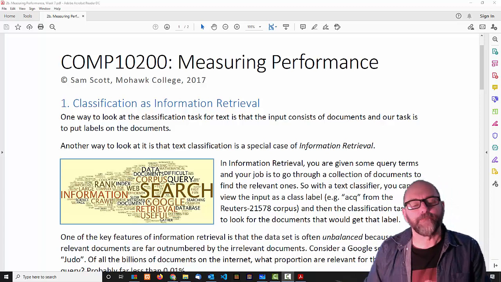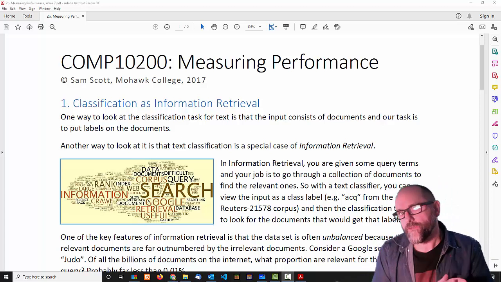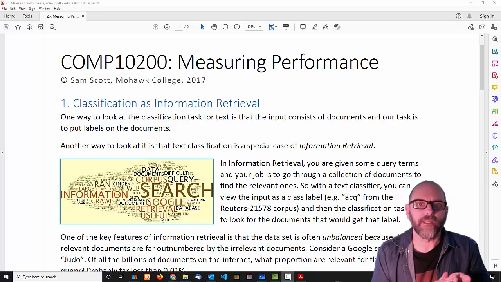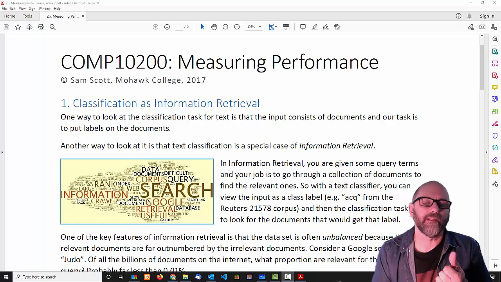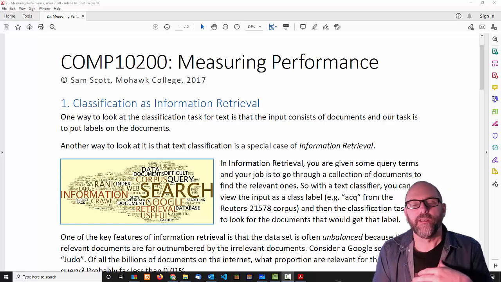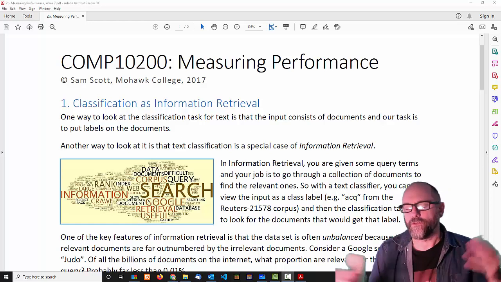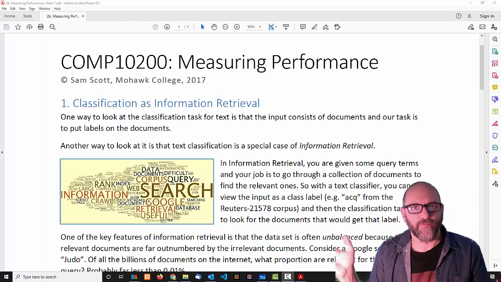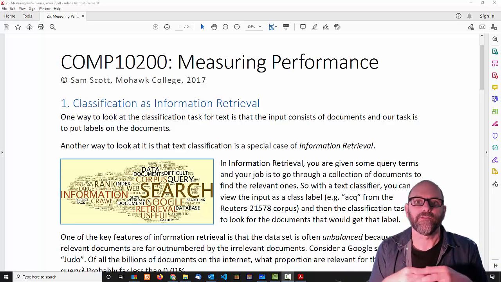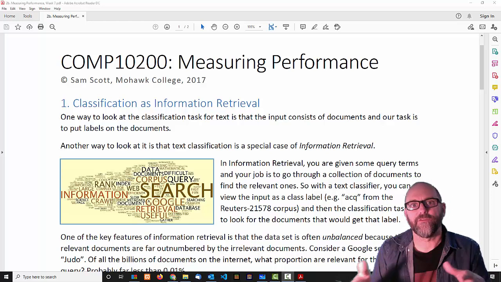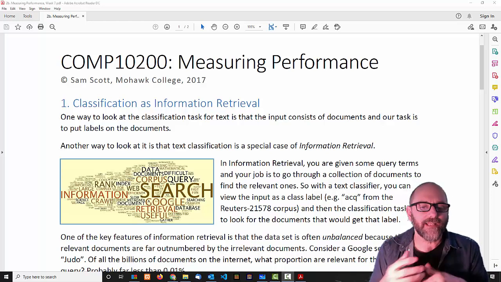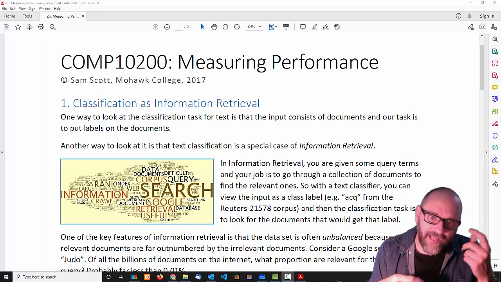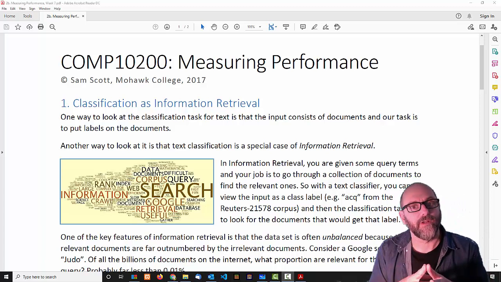Okay, so in information retrieval, which is what we're doing here, information retrieval broadly is the user searching for some information, and you search this huge, enormous corpus of information, and you return the relevant things. So like a Google search is a classic case of information retrieval. But text classification, you can think of it as a special case of information retrieval as well.